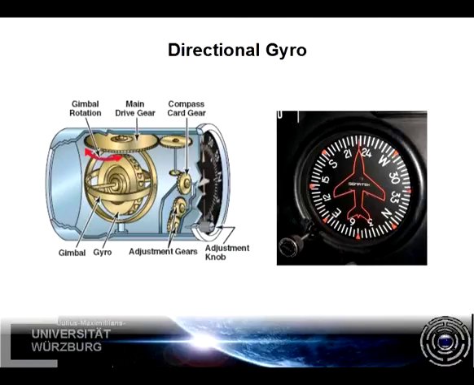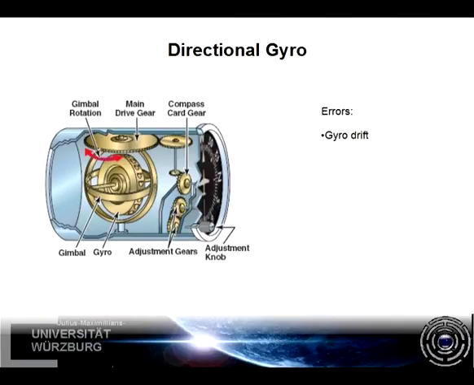For short-term use, the directional gyro is more precise than the compass, but it is influenced by gyro drift. This causes the indication to run away as time progresses, making it necessary to update the current heading manually, for example by looking at the magnetic compass at an appropriate time.